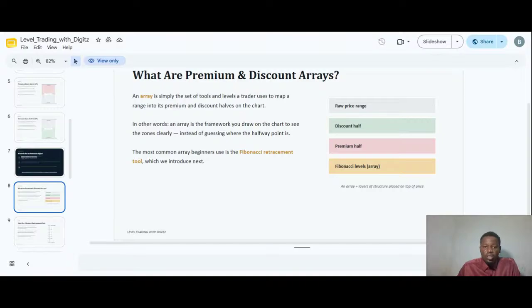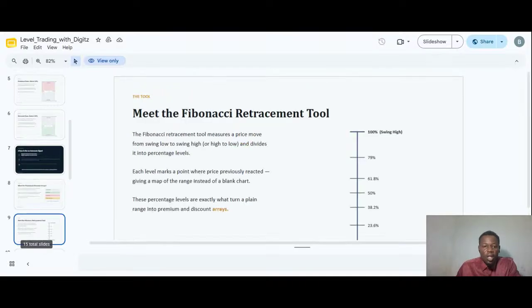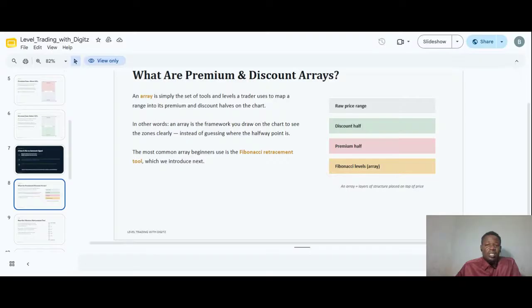Basically, what this is saying is, what tool will you use to map out your premium and discount zone, so you can know when to take entries? I'll tell you that later, but now we're talking about the tool you use. Now, what tool will you use? A very important tool is what? The Fibonacci retracement tool. This is what most traders use to map out their premium and discount zones.